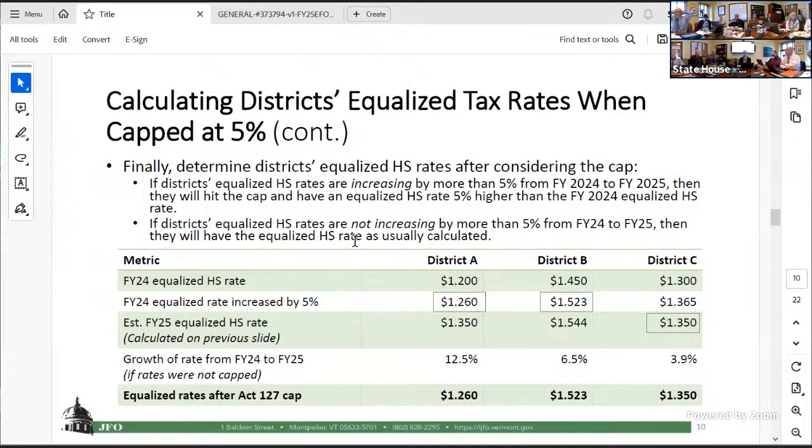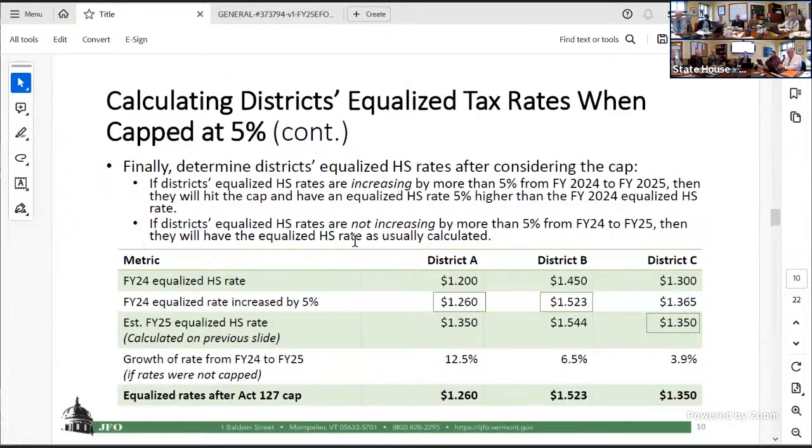I think the helpful framing for the conversation is, in theory, we could get to a place in the education fund where all districts' rates are capped at 5%. And that would depend on the factors in the education fund. Currently, the modeling that was presented to the e-board does not have all districts capped, because the yield is not low enough to cap all districts.